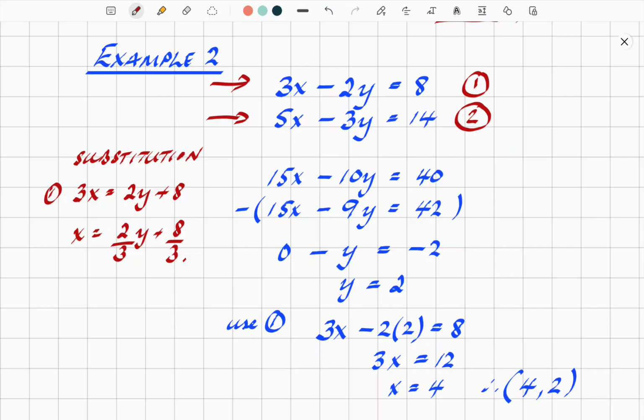You don't really want to be subbing that into other equations. It's not pretty. And in maths, we don't like ugly solutions and ugly methods. So in this particular case, the best way to do this is to use the elimination method.